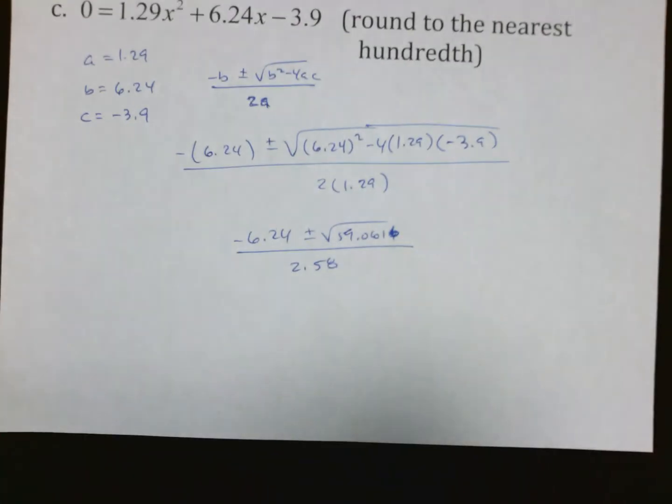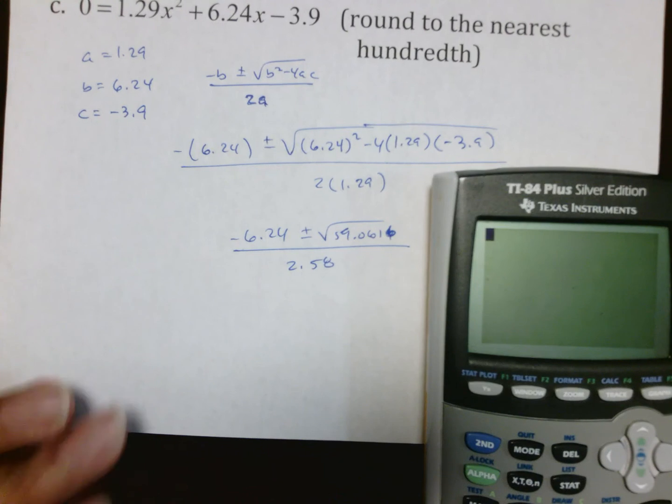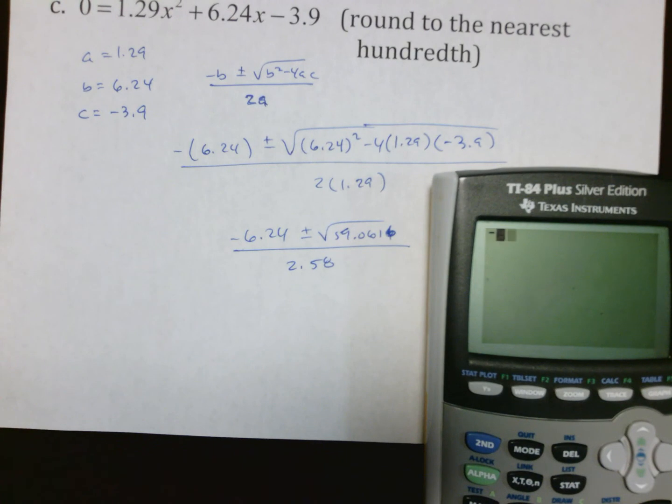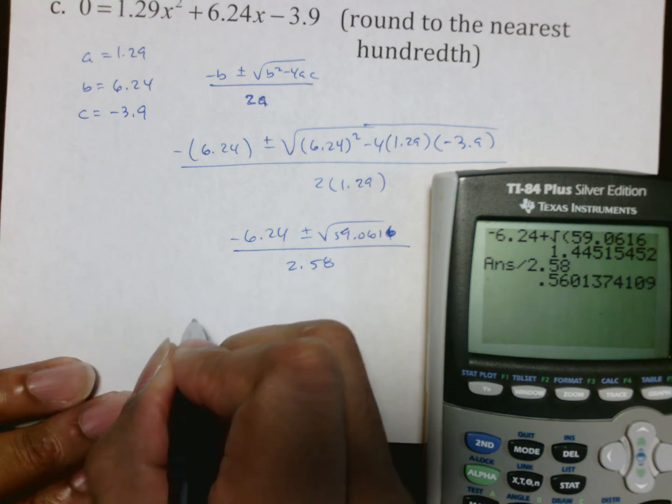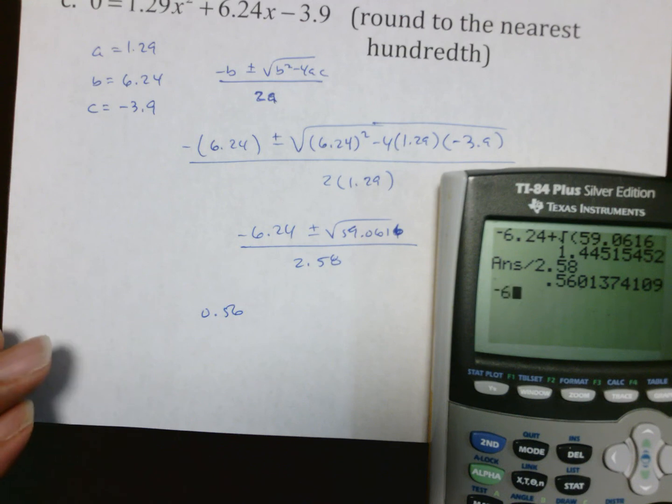And so again, this is where I told you might want to learn how to use a calculator here, because this is tough to type in if you don't understand. So let's do what we do. -6.24 plus square root of 59.0616 equals, because remember you want to get the top together, divided by 2.58, which is 0.56.